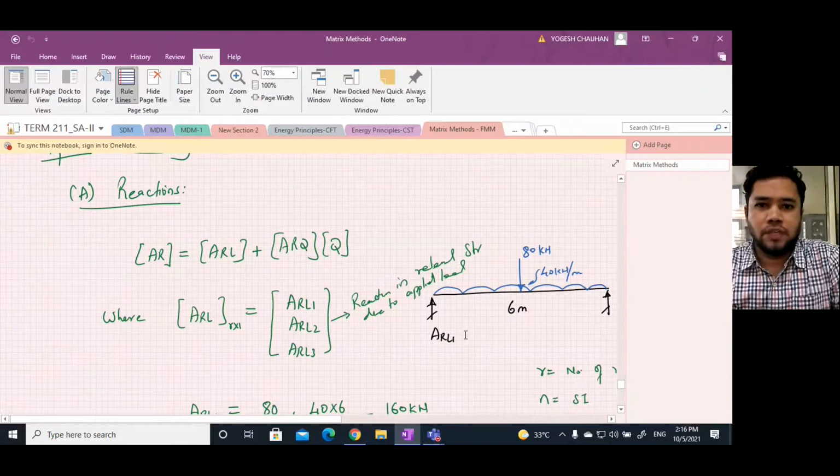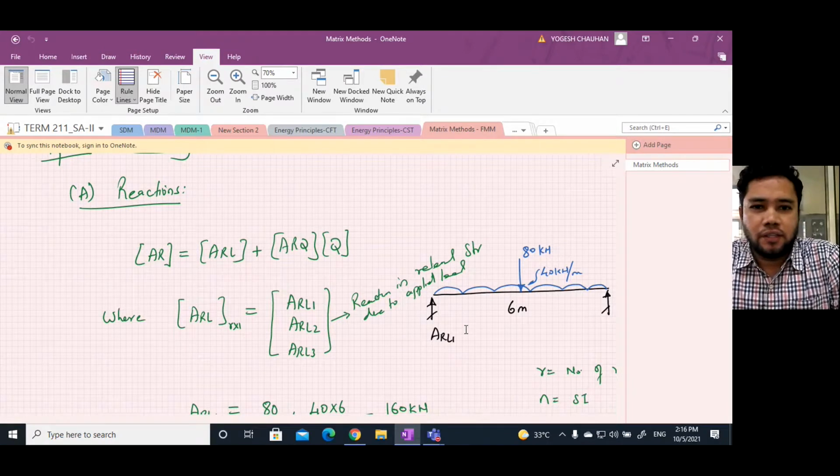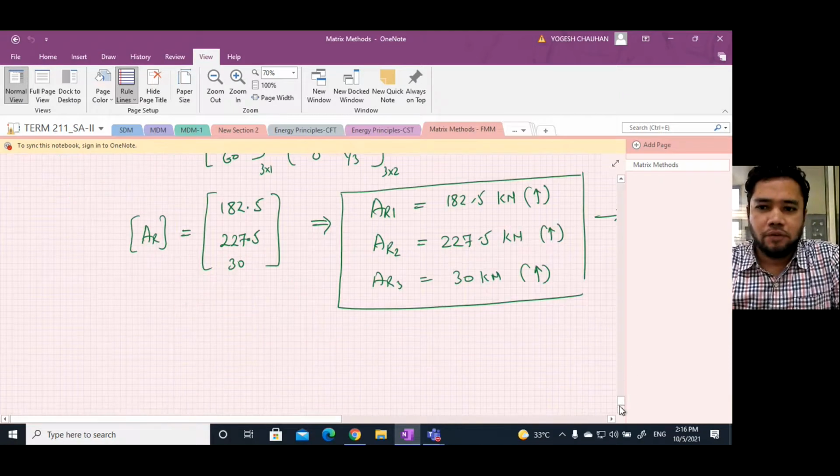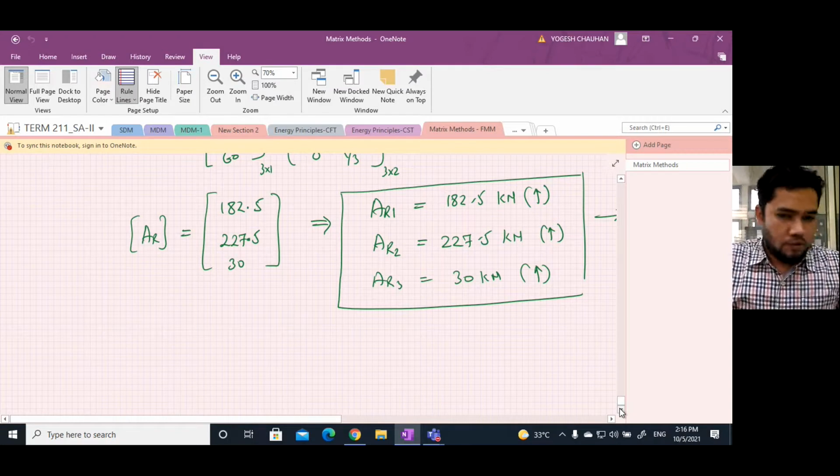So in the previous class, we went through an example of a beam and analyzed it using the flexibility approach. Today we'll take one more example and we'll try to solve a frame.